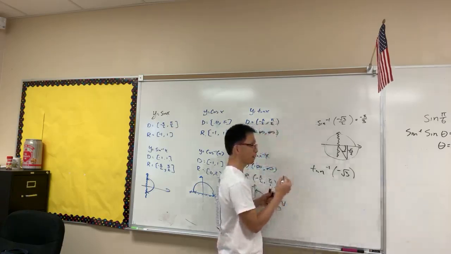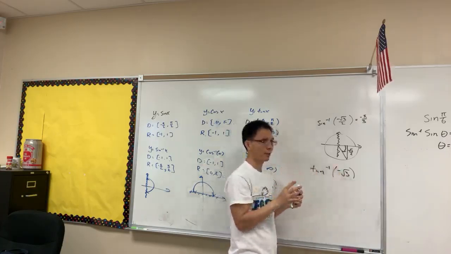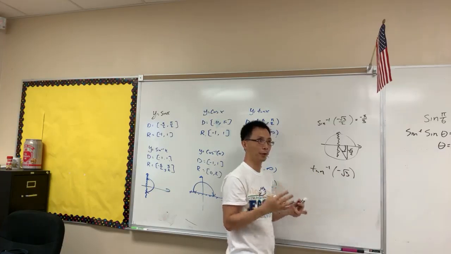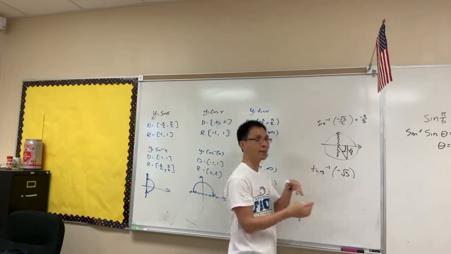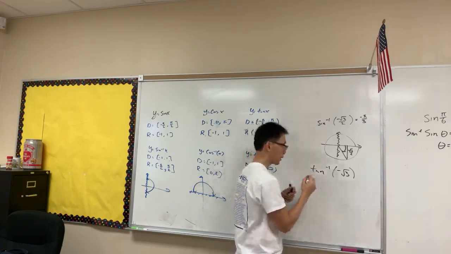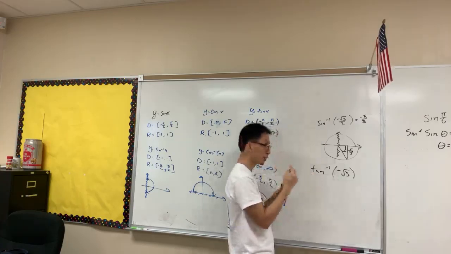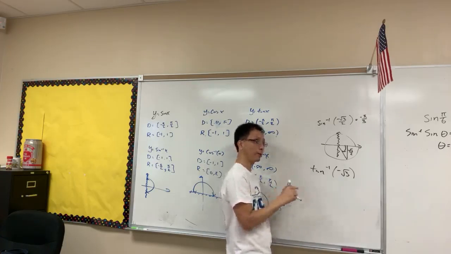First of all, let's think about it. If tangent inverse of 1, that's easy. The only way you can get 1 is pi over 4. Does that make sense? Because sine of pi over 4 and cosine of pi over 4 are the exact same value, so dividing them is going to give me 1. So it's definitely not pi over 4. So there's only two options left. The two options are pi over 6 or pi over 3. So which one would it be?